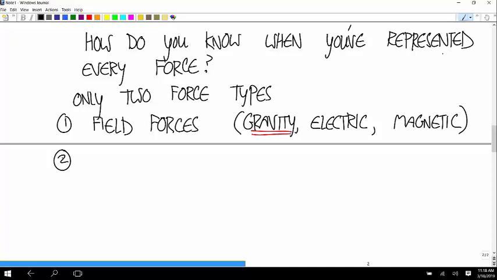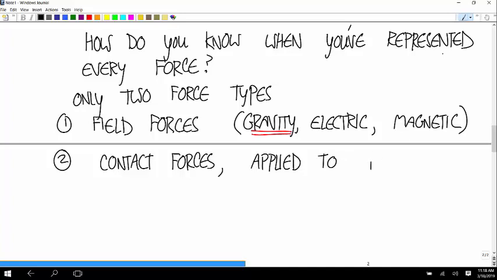And then the only other type of forces is contact forces. And these are applied to the boundary of the chosen object by the surroundings.